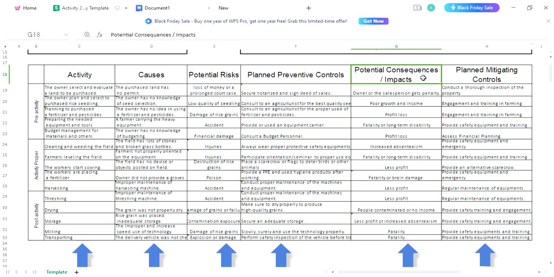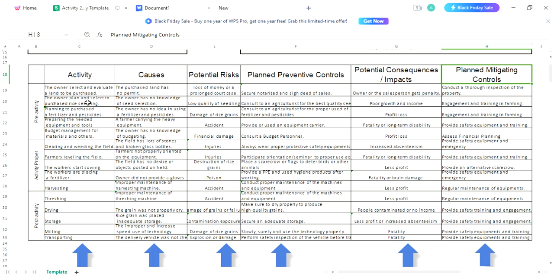For the fifth column, these are the negative results arising from a risk that actually happens. For the last column, these are the activities done, equipment introduced or utilized, and guidelines implemented to reduce, avoid, or transfer the severity of impacts. So there are 5 pre-activities in rice farming, 5 activity proper, and 5 post-activity.